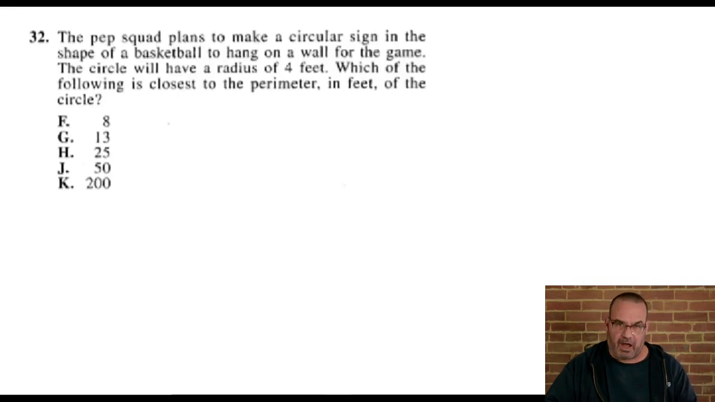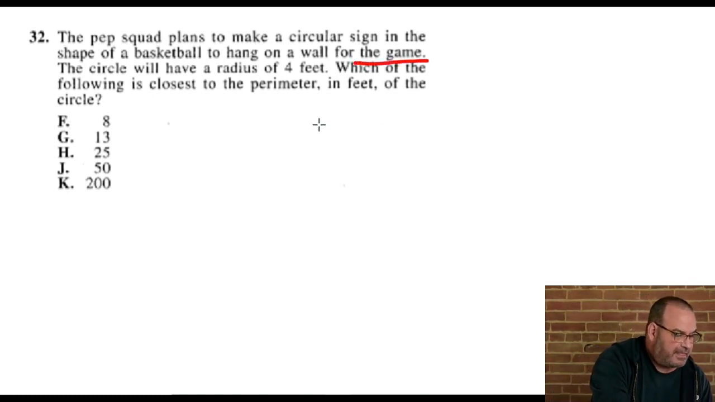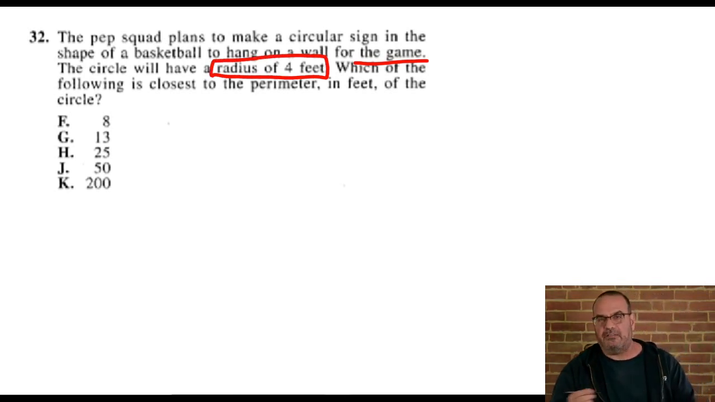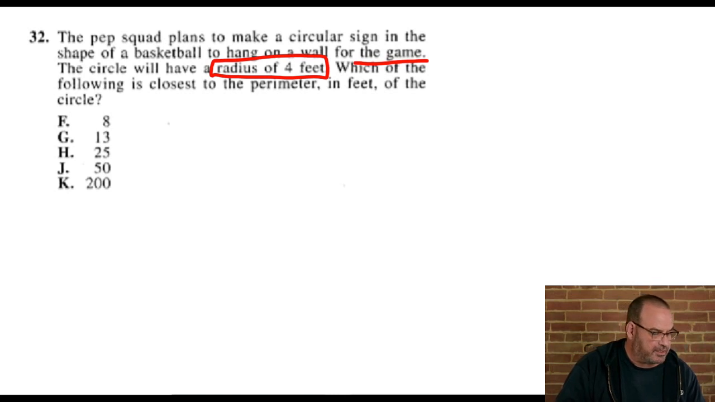Jumping into problems. Let's do some circle problems, and then we're going to get into sectors and arcs. This says the Pep Squad plans to make a circular sign in the shape of a basketball to hang on a wall for the game. The circle will have a radius of 4 feet. Phil's rule number 1: read with your pencil, underline key math words, write an equation.